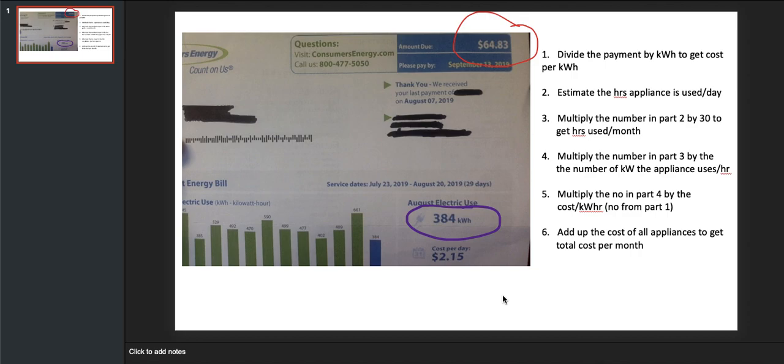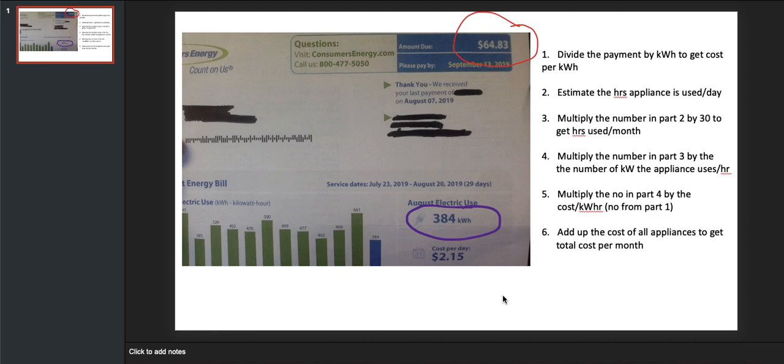Now remember that, let's say the refrigerator, you think, well, the refrigerator is on all day, so it must be 24 hours a day. Well, it's plugged in 24 hours a day, but it's not working 24 hours a day. It is estimated that a fridge will work between 8 to 10 hours a day. So just think about how much you really actually use the appliance, you turn it on.